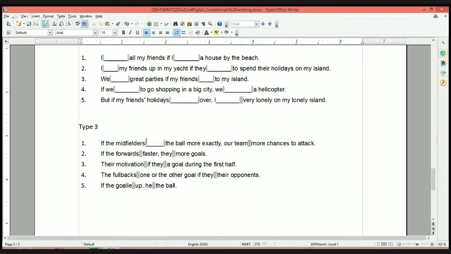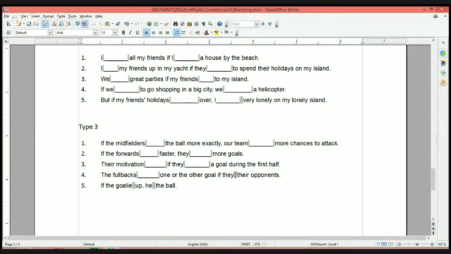Oh, and the verbs, let's see. If my friend's holiday, the first one will be the verb to be, and the second one is also the verb to be. But if my friends' holidays would, I don't know, would is over.